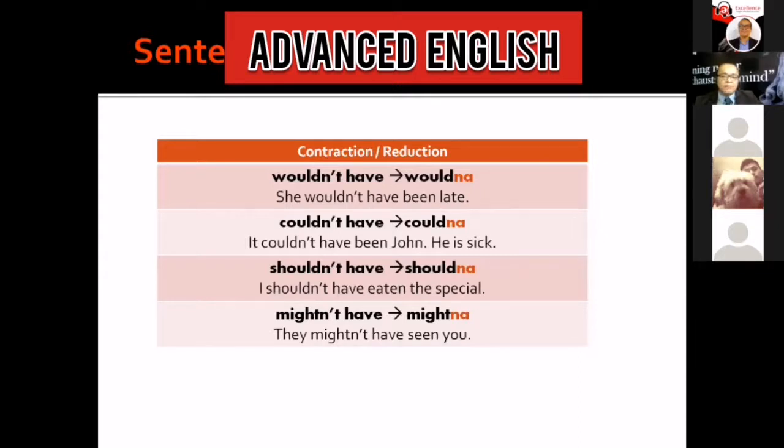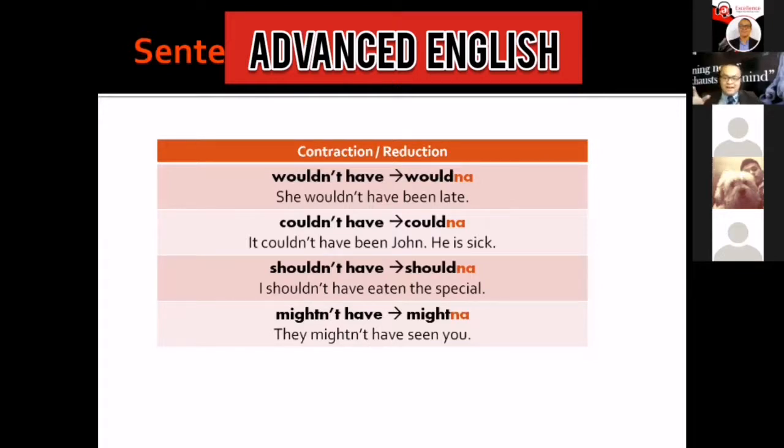Let's ask our students for some help. Let's read it both with the contraction and the reduced form. Let's start with Lester. First example. She wouldn't have been late. She would not have been late. She would not been late. There you go.